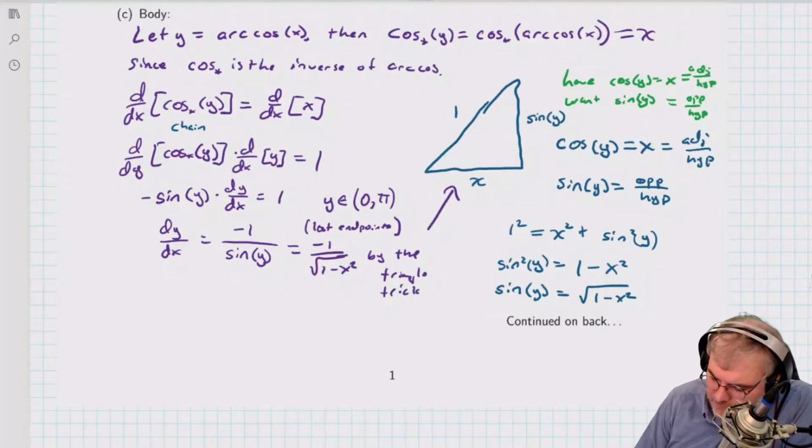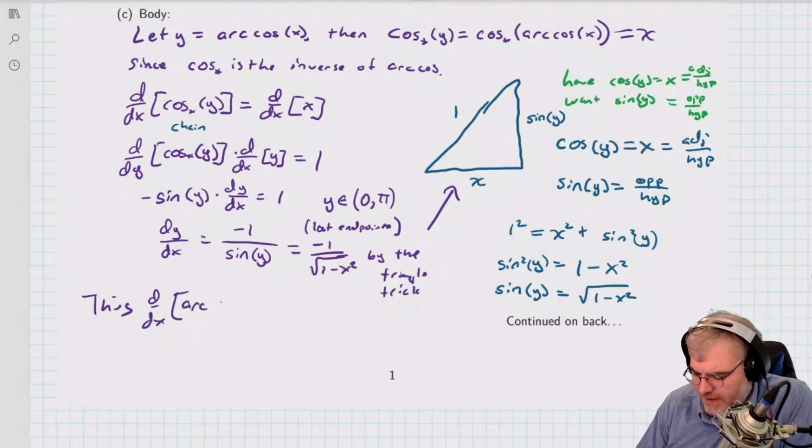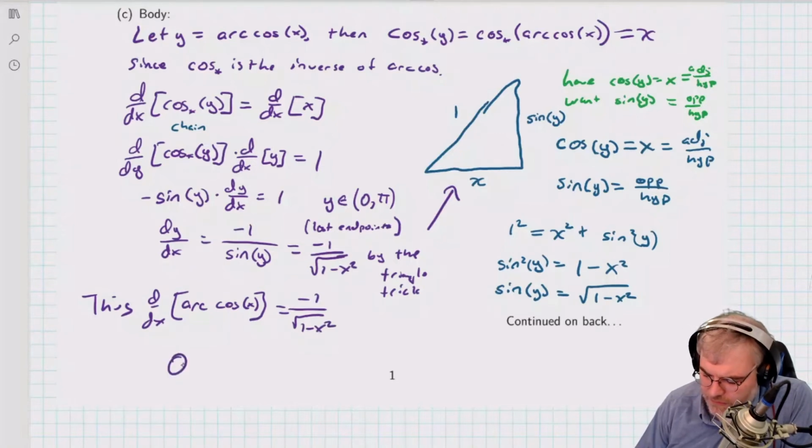Okay, thus, and then I'm done, but give me a little tagline. d/dx of arccosine of x equals -1 over the square root of 1 minus x squared. QED.